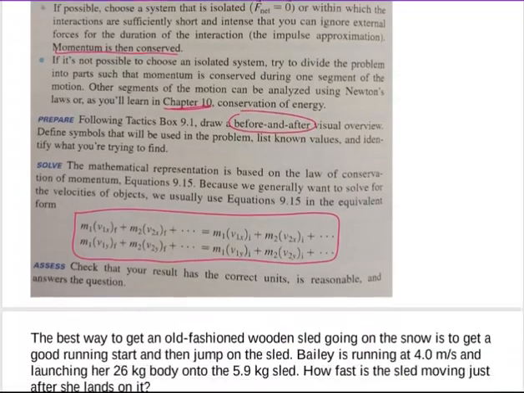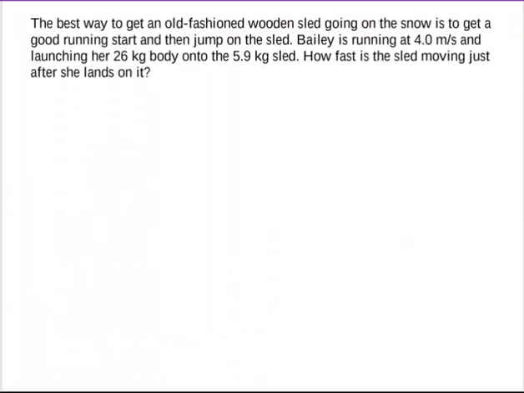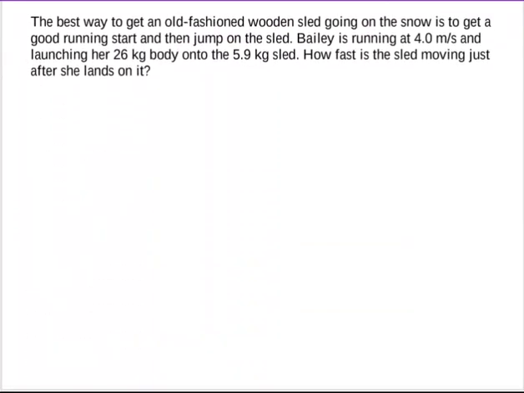All right. So the best way to get an old-fashioned wooden sled going on the snow is to get a good running start and then jump on the sled. Have you all done that? Bailey is running at 4 meters per second and launching her 26 kilogram body onto the 5.9 kilogram sled. How fast is the sled moving just after she lands on it? I like how it says she launched herself, not she jumped. Got to draw that picture.